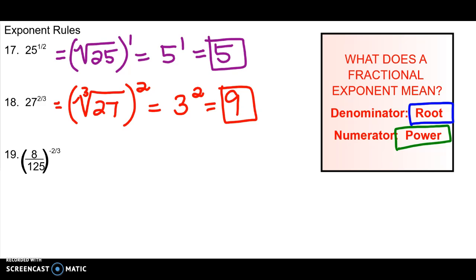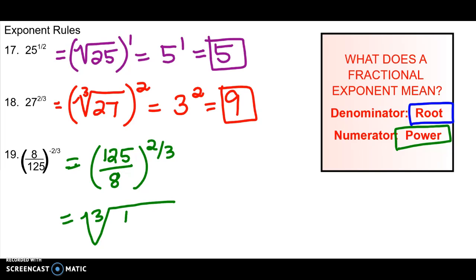All right, for our final one, we have a negative exponent. Now, the negative exponent really just has us flip that fraction that's inside of the parentheses. So we're first going to rewrite this as 125 over 8 to the 2/3 power. Well, since that 3 is in the denominator, we know we're doing the cube root of 125 over 8. And then we know we have to take whatever that is and square it.